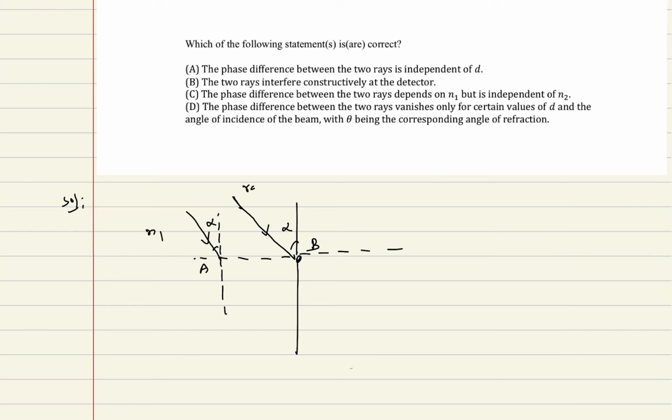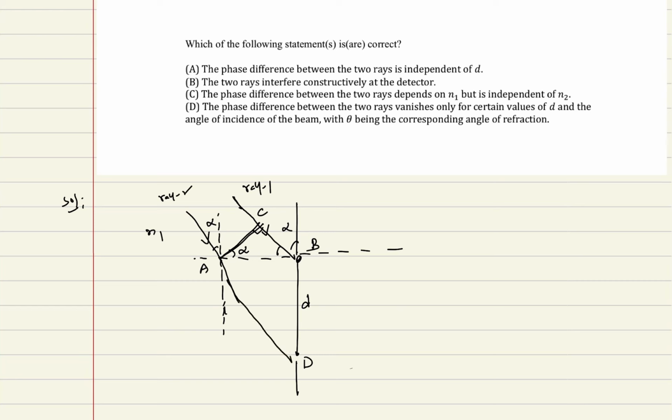Now you can see in the N1 medium, ray 1 has traveled more distance than ray 2. This is the C point, it covers an extra distance. If this angle is alpha, this is 90 minus alpha, this is alpha. Now you can see the distance also. This is another point, let us consider this is D. This is the given distance D.